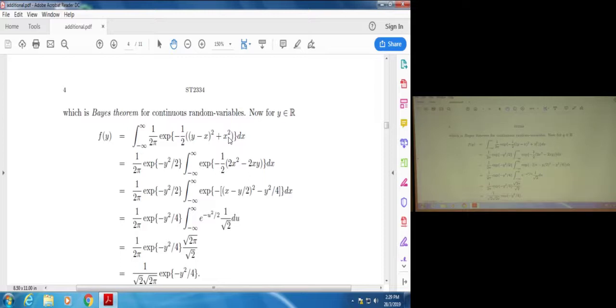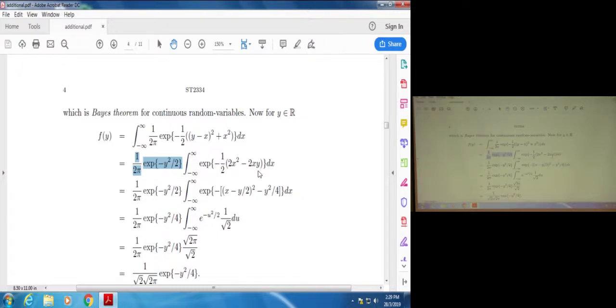So what do I do? I just multiply out the brackets. This is (y minus x) all squared, so it's y squared plus x squared minus 2xy. I have x squared here. Of course y squared is a constant in the integral, so I can take it out, along with the 1 over 2 pi, which is just taking out what's known. Now inside the integral I have exponential of minus 1 over 2 times (2x squared minus 2xy).